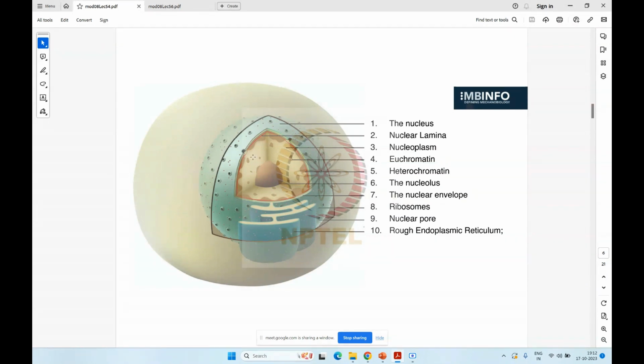The surface of the nuclear envelope is also littered with these holes, which are called nuclear pores. They basically help in the traffic of things in and out of the nucleus.